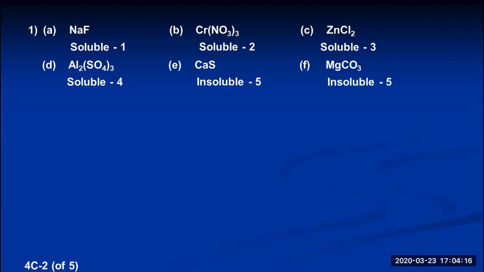F is magnesium carbonate. This compound would be insoluble from rule number 5 for the same reason. Carbonates, hydroxides, oxalates, phosphates, and sulfides precipitate with all cations from the periodic table, except for the alkali metal ions or ammonium ions. So therefore, the carbonate ion would precipitate with the magnesium ion forming a solid.